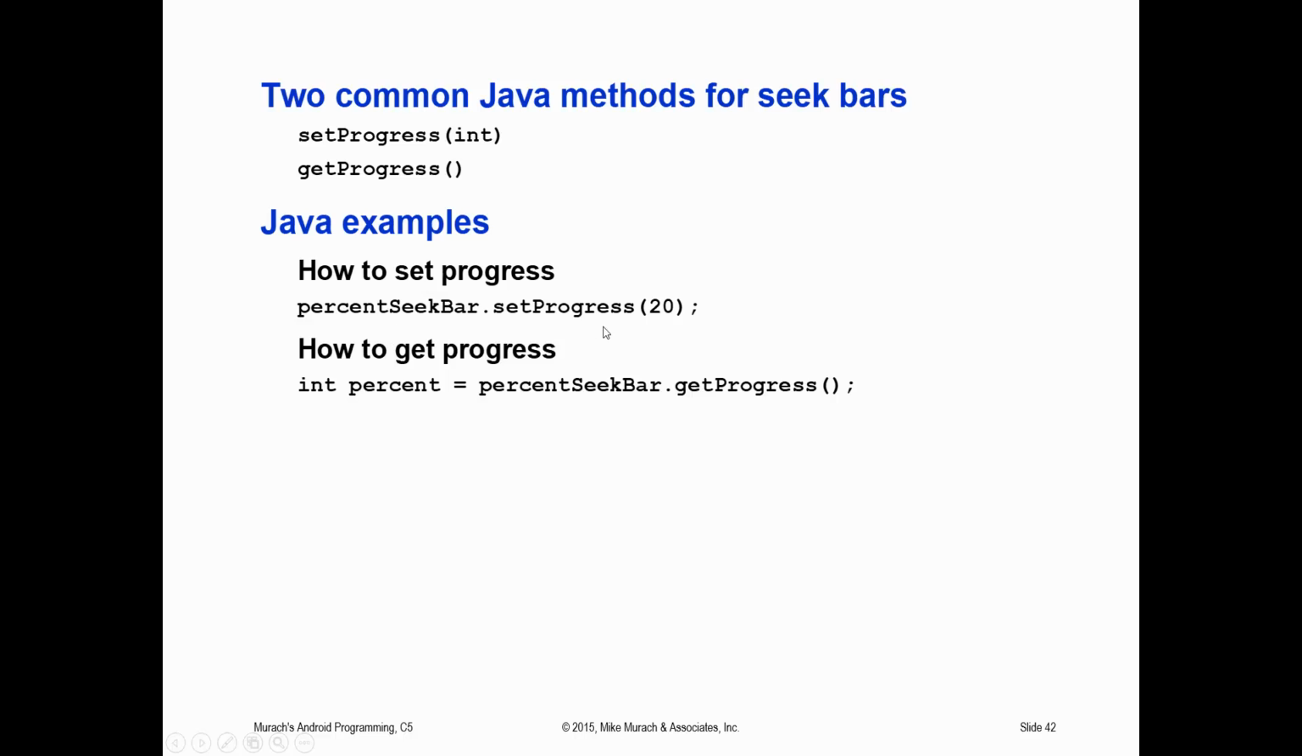Here, we set the current value of the seek bar to 20. And in this example right here, we're getting the progress of the seek bar. So the seek bar lets the user specify a value, typically by dragging with their thumb to the left or the right. You've got setProgress, which sets the value of the seek bar to the specified integer value, and getProgress, which gets the current value of the seek bar.